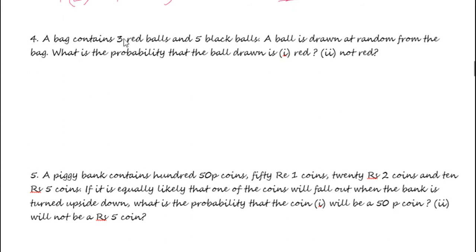A bag contains 3 red balls and 5 black balls. A ball is drawn at random from the bag. What is the probability that the ball drawn is red? The bag has 3 red balls and 5 black balls, totally 8 balls. So when you draw one ball at random, that can be any one of these 8 balls, so you have 8 possible outcomes.